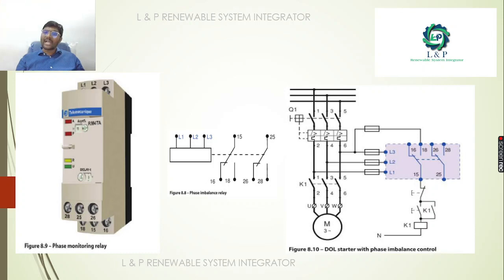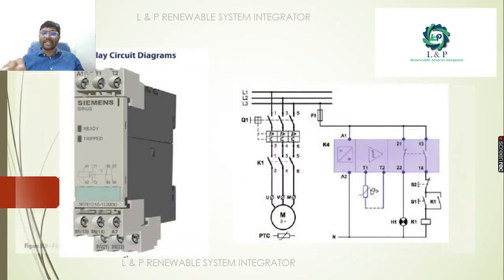Next, we also have the phase monitoring relays. These relays measure the balance and imbalance between the phases. If there is any phase imbalance, it will immediately trip. Next, we also implement this phase monitoring relay in DOL starters, so that we get phase imbalance control there.